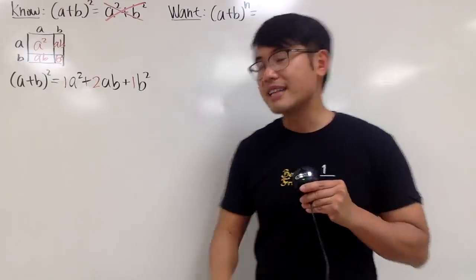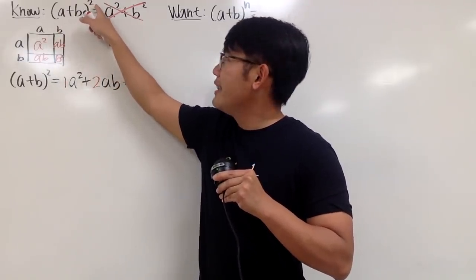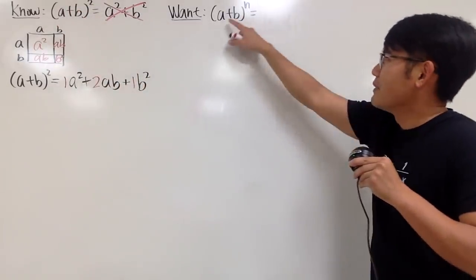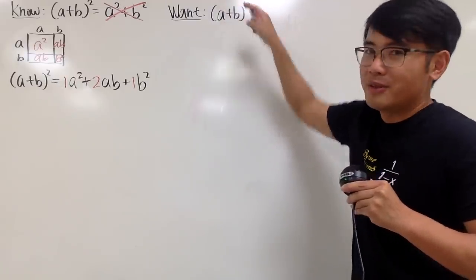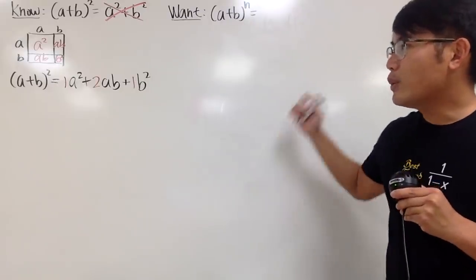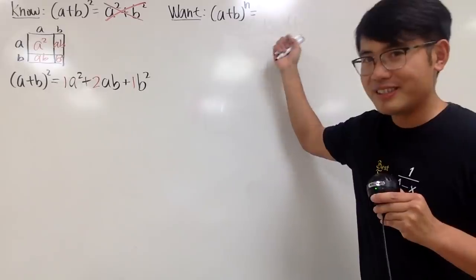So the idea is that whenever we have a binomial raised to a power, we cannot just put a power here, put a power there. So when we have (a plus b) to the nth power, we cannot just put a power n, put a power n right there, right there. It's not correct, right? And I will show you guys what we call the binomial theorem for this right here.